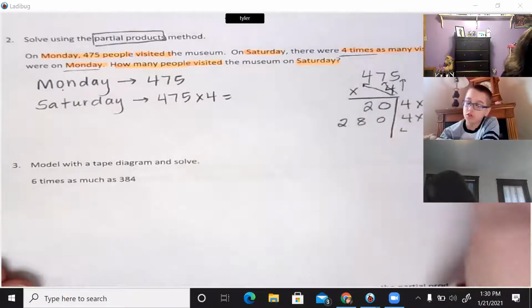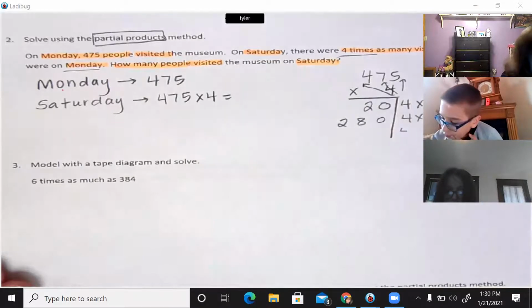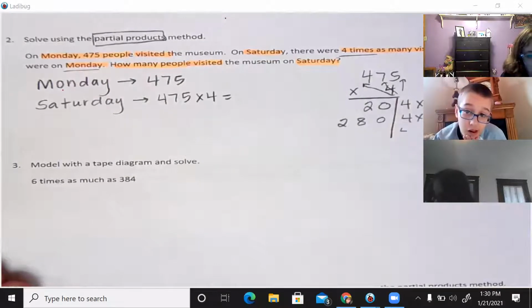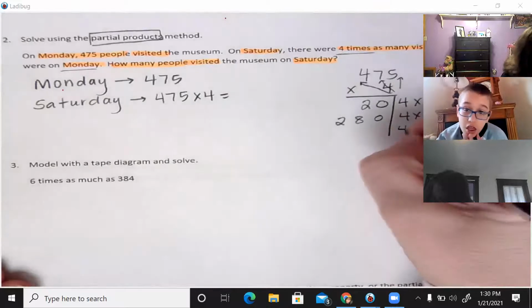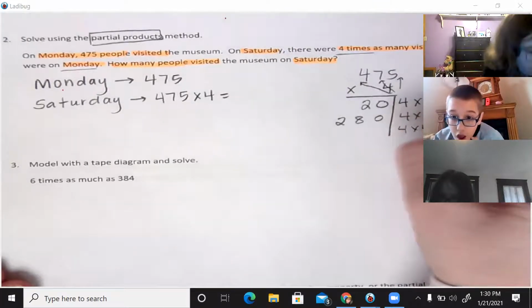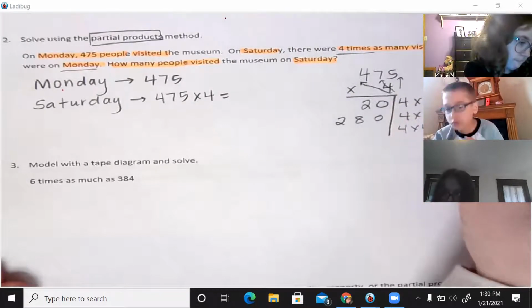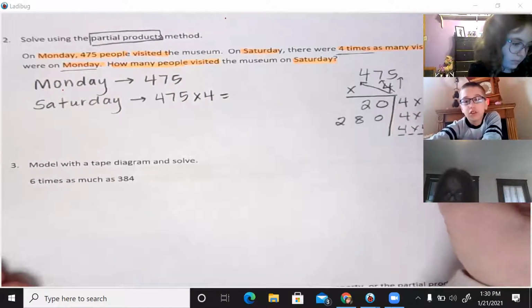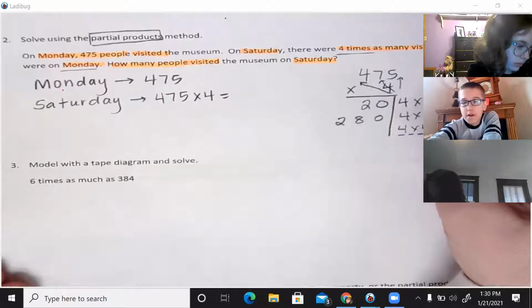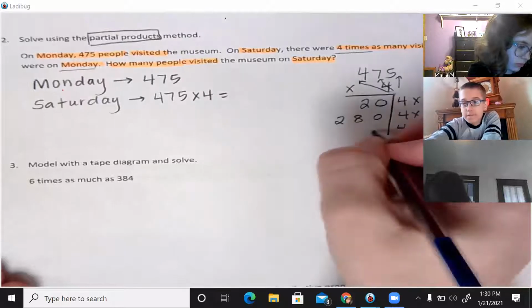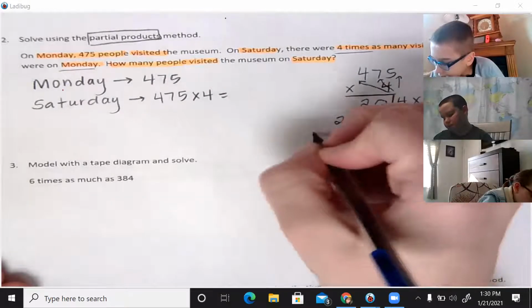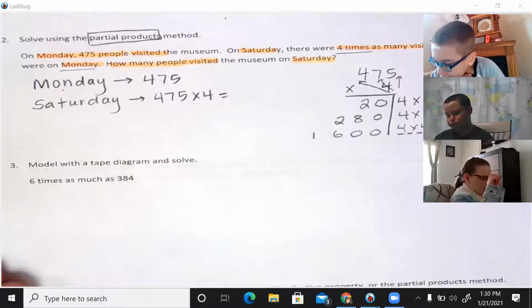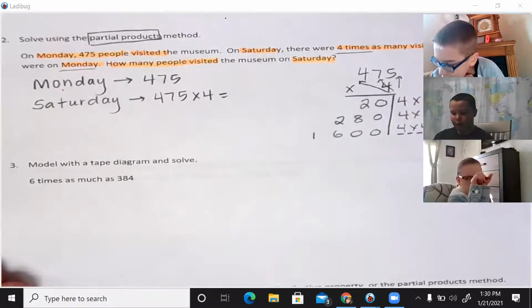Cross off the zeros. Oh, I got to write something down first. I don't have any zeros to cross off. Put 4 times 400. Now I can cross off my 2 zeros, with 4 times 4, which is 16. Okay, so I'm going to write 1,600 over here. That's my next step.